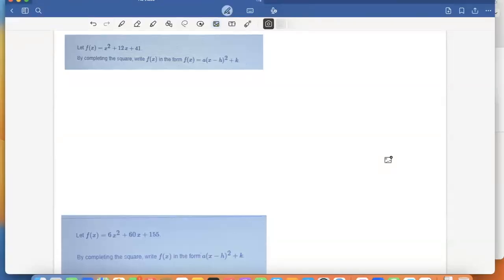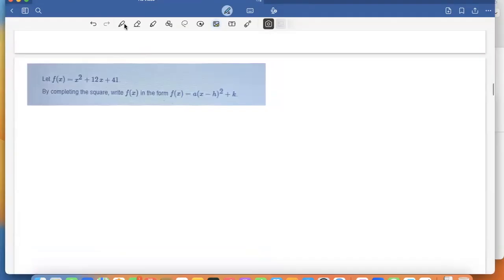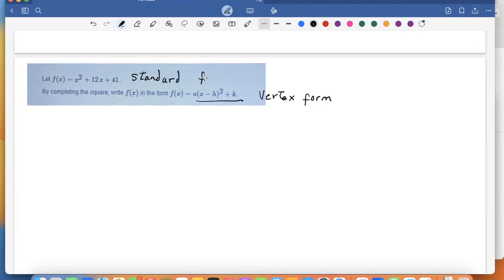In this video, I'm going to do these two examples where I complete the square. By completing the square, we take a quadratic equation like this with three terms, and we turn it into this format, which is called the vertex form. So I'm transferring the quadratic from standard form, which is the ax squared plus bx plus c format, into a(x minus h) squared plus k.